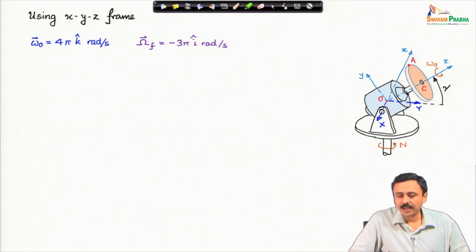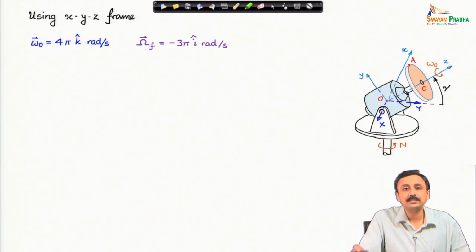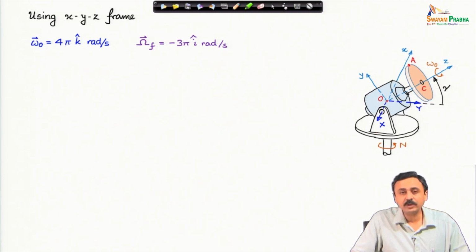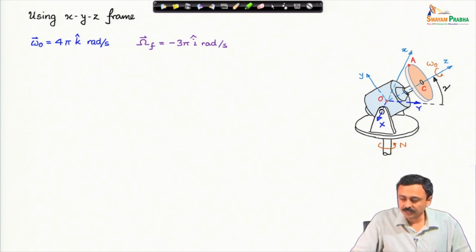We will use this XYZ coordinate frame. Z is the spin axis, small x is also the capital X axis in the opposite sense, about which gamma is changing, and y completes the right handed coordinate system. In this XYZ frame, I am going to express all vectors. Omega naught is the spin speed, therefore, omega naught vector is the spin angular velocity, which is 4 pi k cap radian per second.